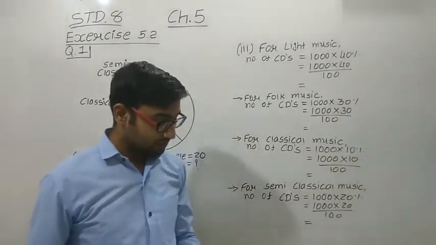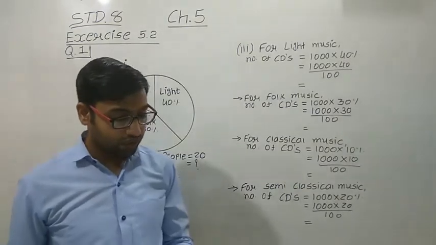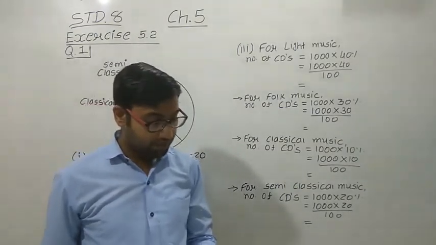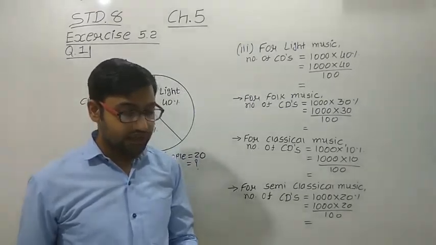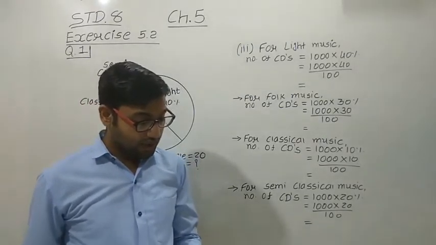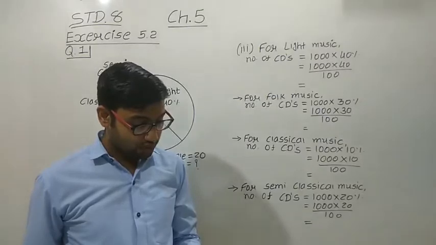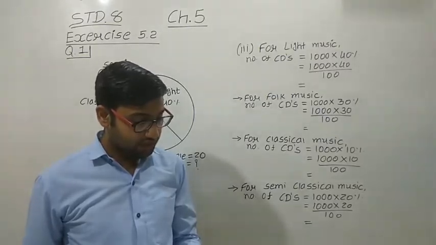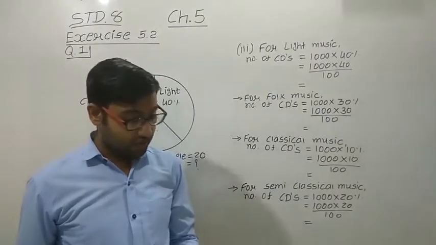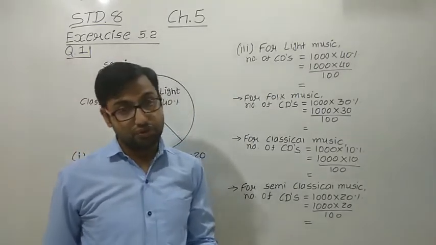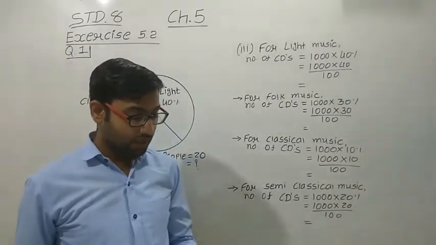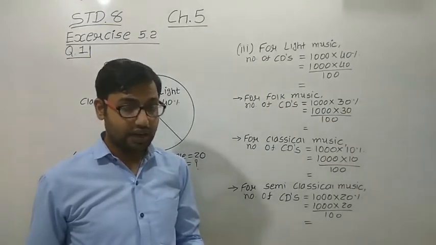The question is: a survey was made to find the type of music that a certain group of young people liked in a city. The adjoining pie chart shows the findings of this survey. So there was a survey of the types of music that a group of young people like.